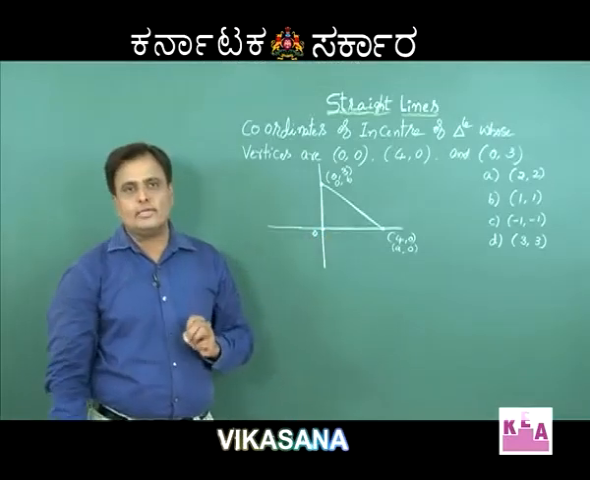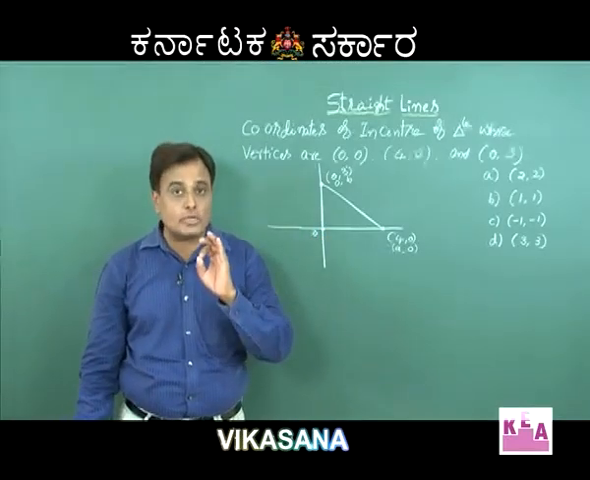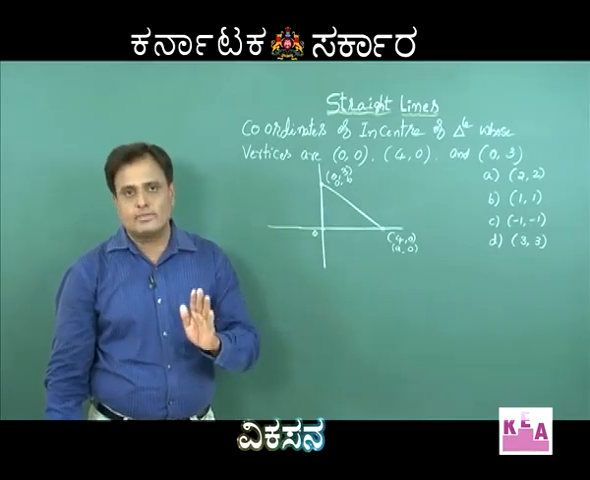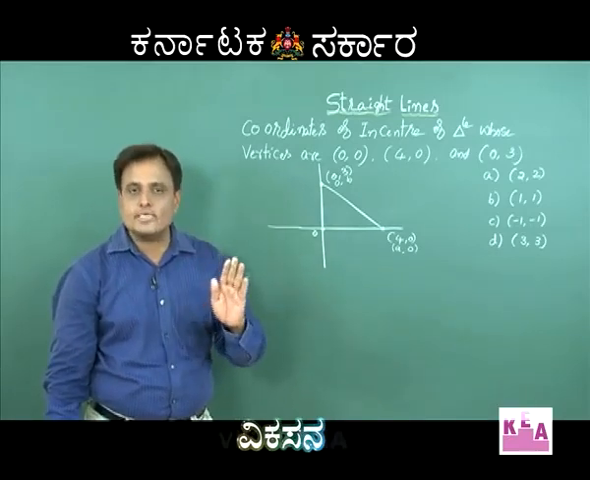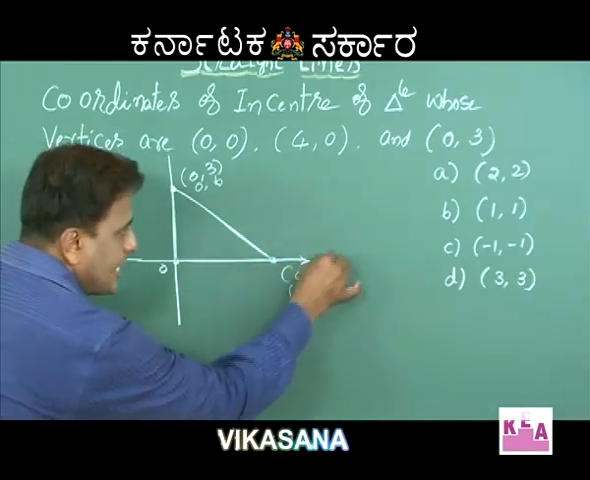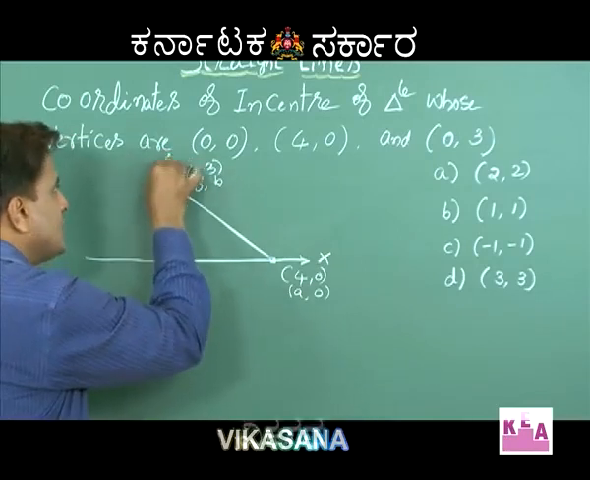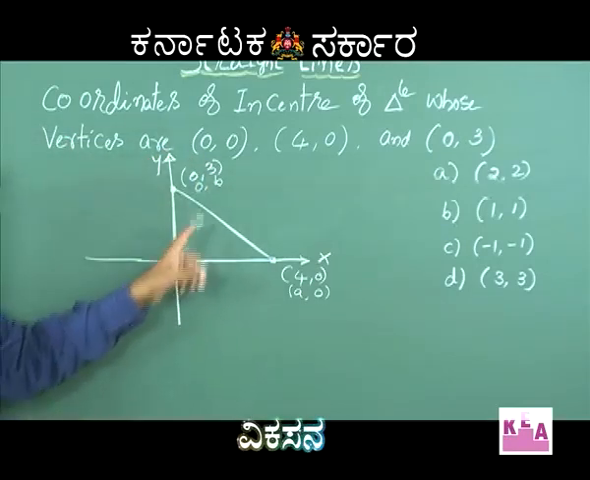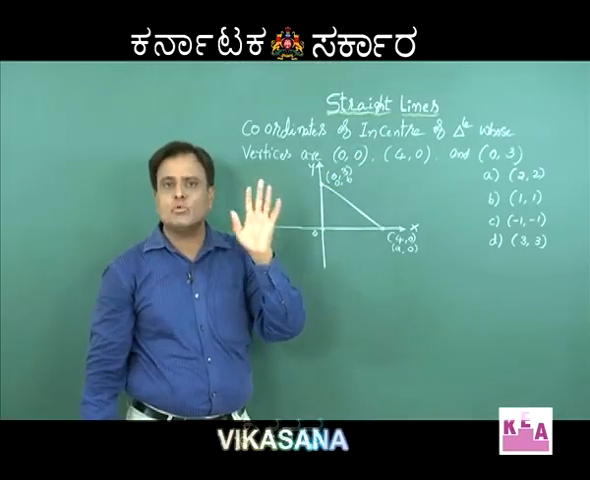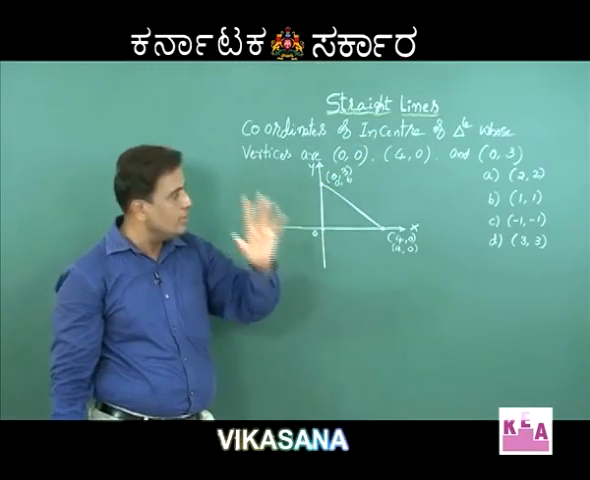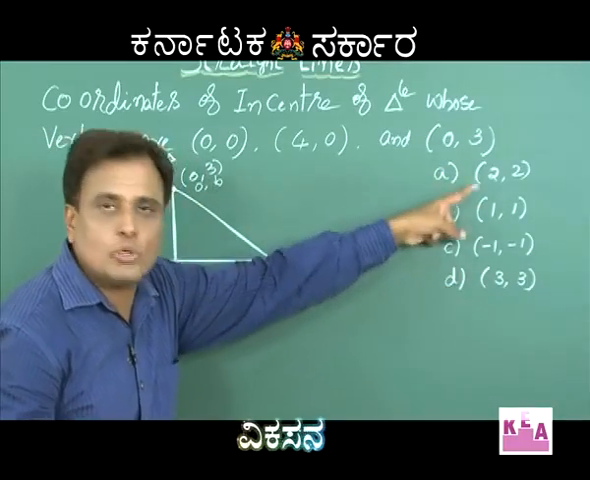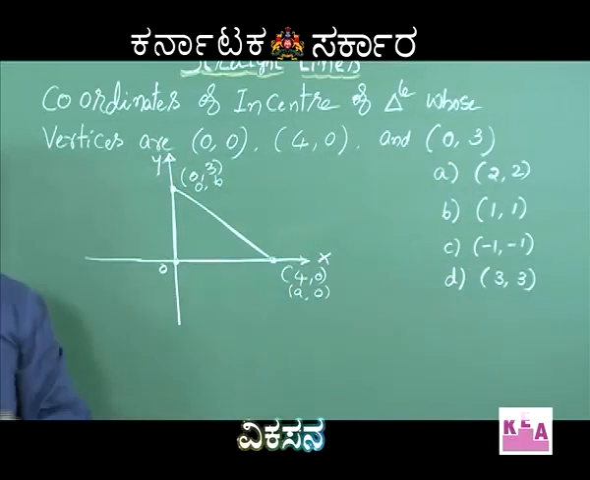Always remember one thing, all the students. Observe this technique carefully. For any triangle whose vertices are the origin, one vertex on the x-axis and the third vertex on the y-axis, the coordinates of the incenter must be equal. Both the x coordinate and the y coordinate will be equal. Observe the options: in the options, the x and y coordinates are equal.